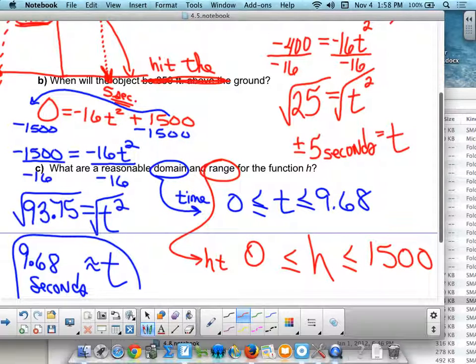Your assignment: 1, 3, 9 through 17. That is all standard form, factor, pull up the zeros. 36, 37, that's the story block.